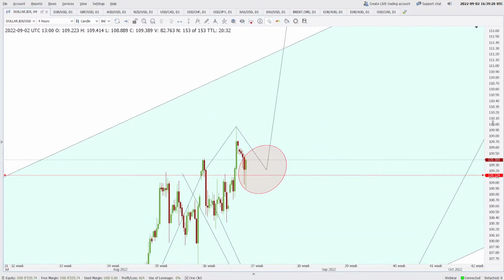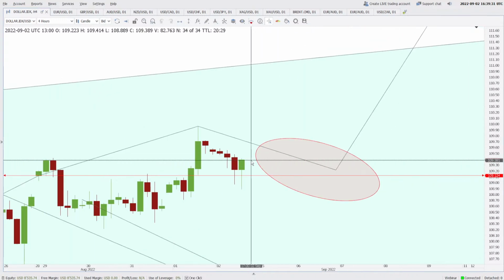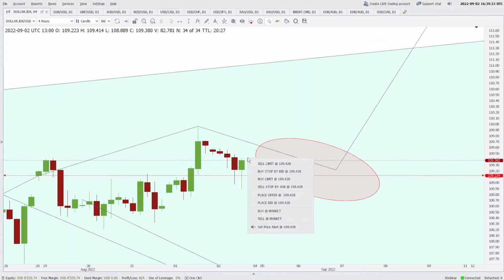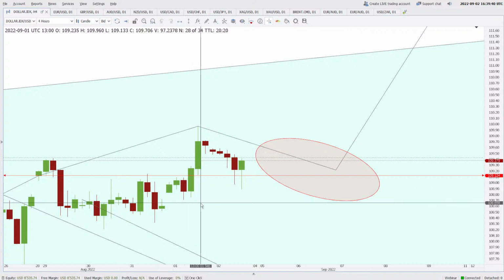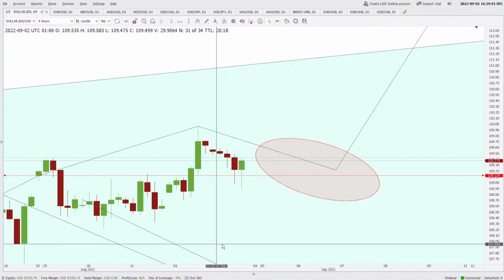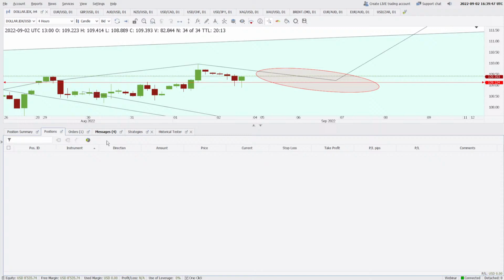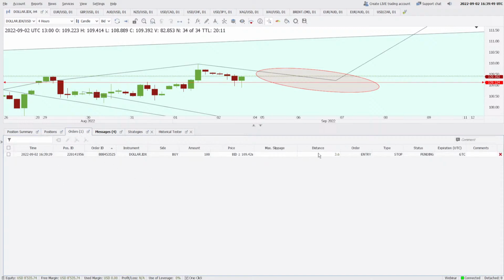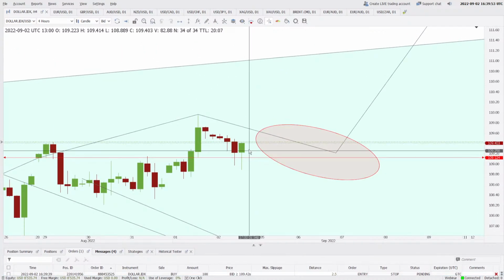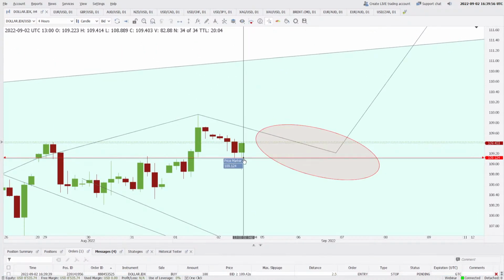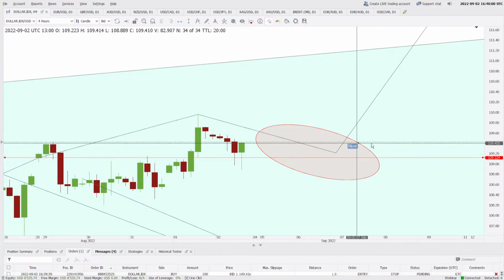Okay, say if I have to place an order here, how will I place it? I will place a buy stop here like this. Buy stop at 109.428, something of this sort. So I don't have any position now. If you see, no, there is no position. There is only one order, and this order's distance is 3.5 pips. That means only after closing the candle you have to place such orders, not now. So I will just delete it.